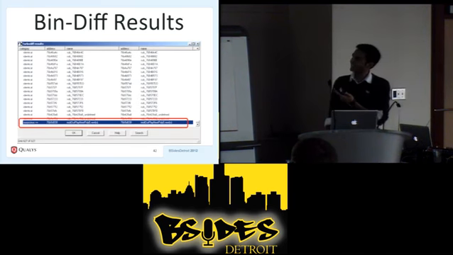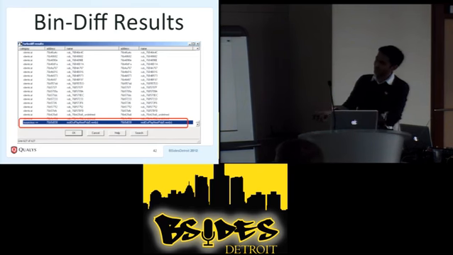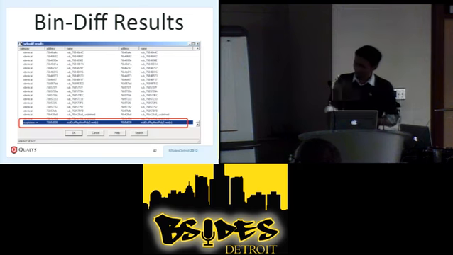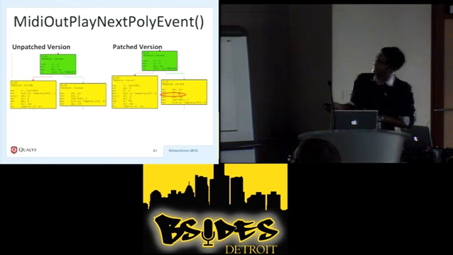So this is the result of TurboDiff. It tells you that this patch changed just one function. All the functions were identical, but there was this one function change. The function name is MIDI output poly event, and let's try to analyze what was going on with this. On the left hand side is the unpatched version, and the right hand side is the patched version.